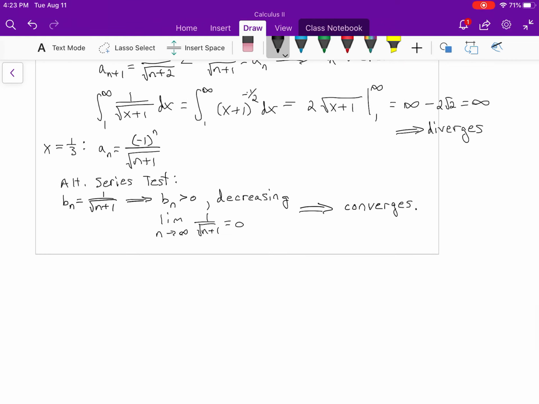And so finally, we have that the series converges for x greater than negative 1/3 and less than or equal to positive 1/3. And so this is our interval of convergence.